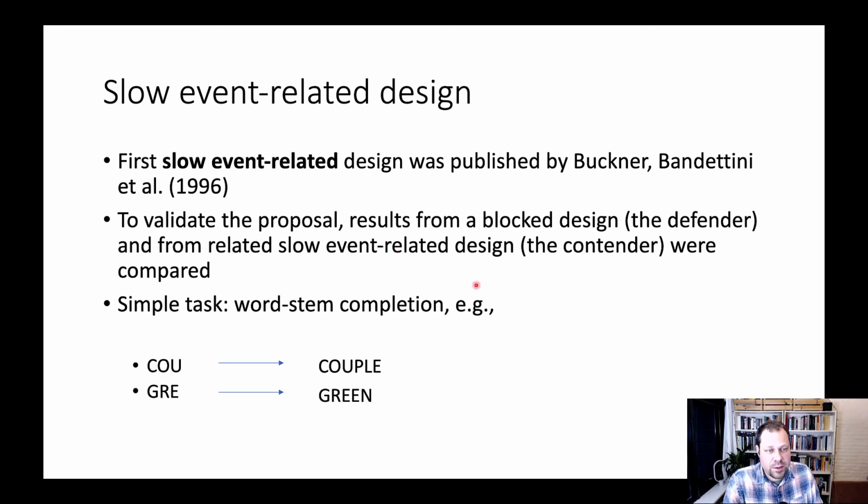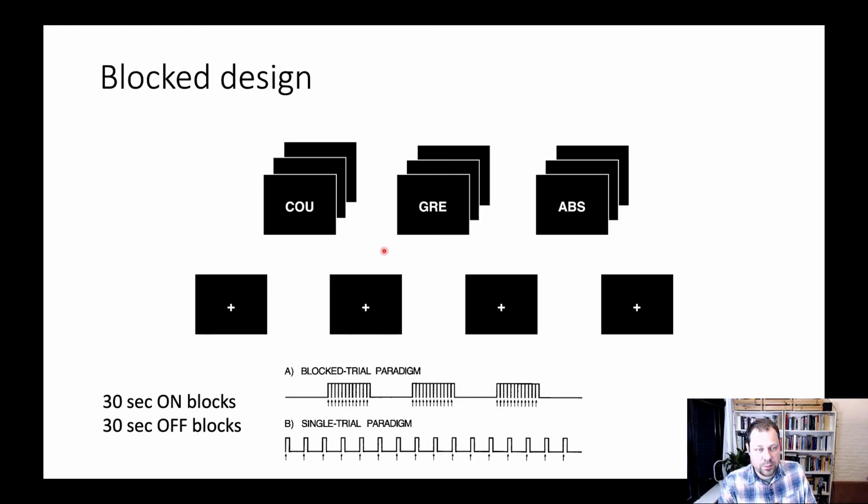They used a very simple task, which is a word stem completion task. So they showed Q to participants, and they then completed this in their minds to couple, or GRE, which they completed to green. So in the block design, participants saw these word stem completion trials in a blocked fashion. So they would have a number of these followed in quick succession.